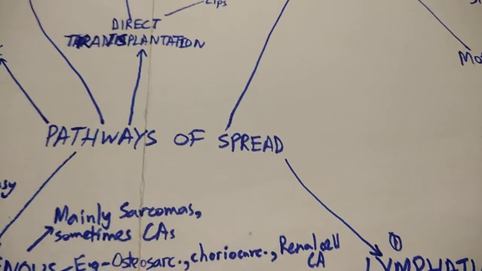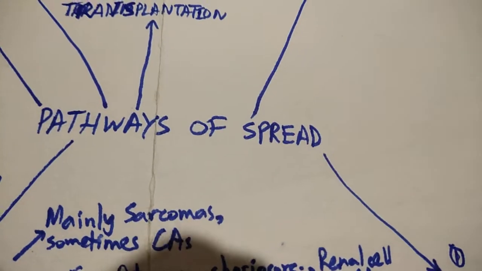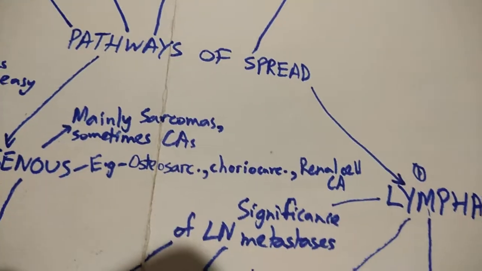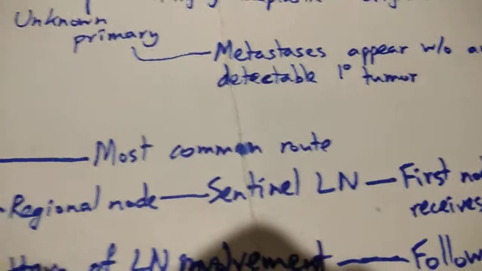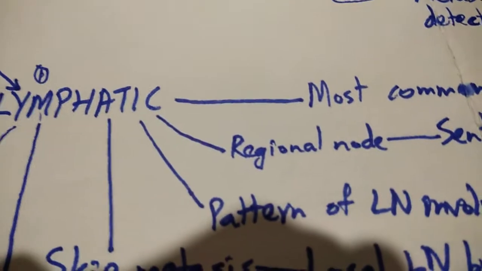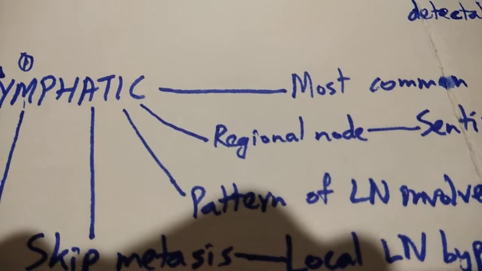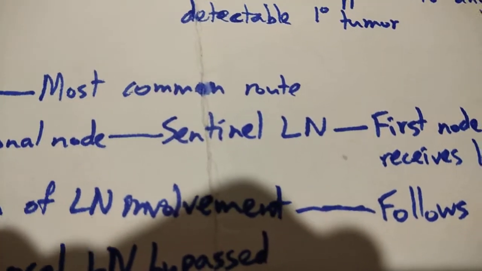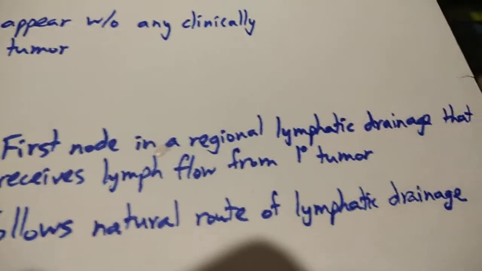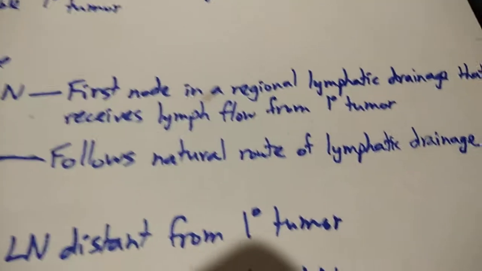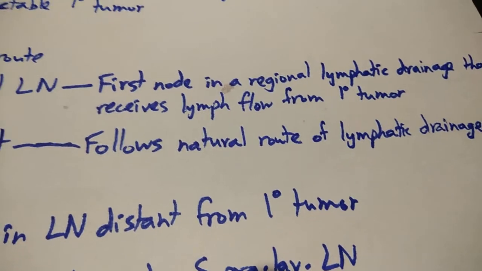Now, moving on to the pathways of spread. This is probably the most important part of metastasis. The most common pathway of spread is through the lymphatic channels. It's the most common route. Typically, cancer cells can invade the closest lymph node. This is also the regional lymph node, also called the sentinel lymph node. It's the first node in regional lymphatic drainage that receives the lymph flow from the primary tumor.